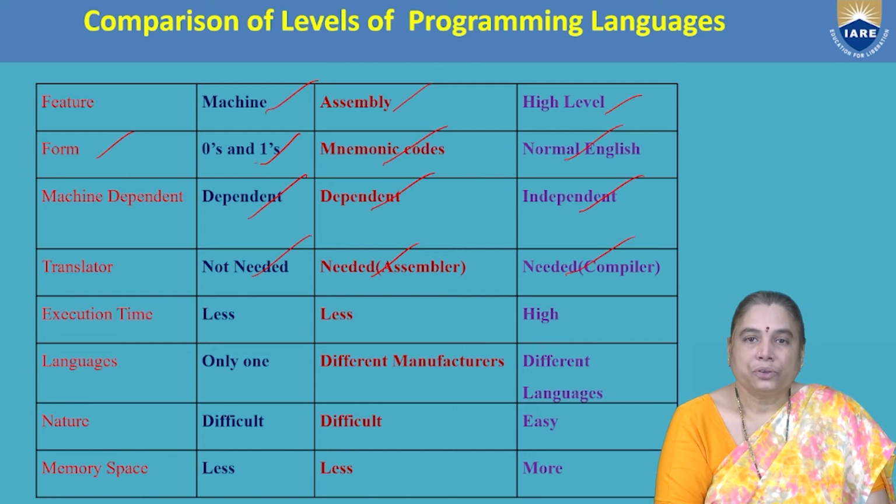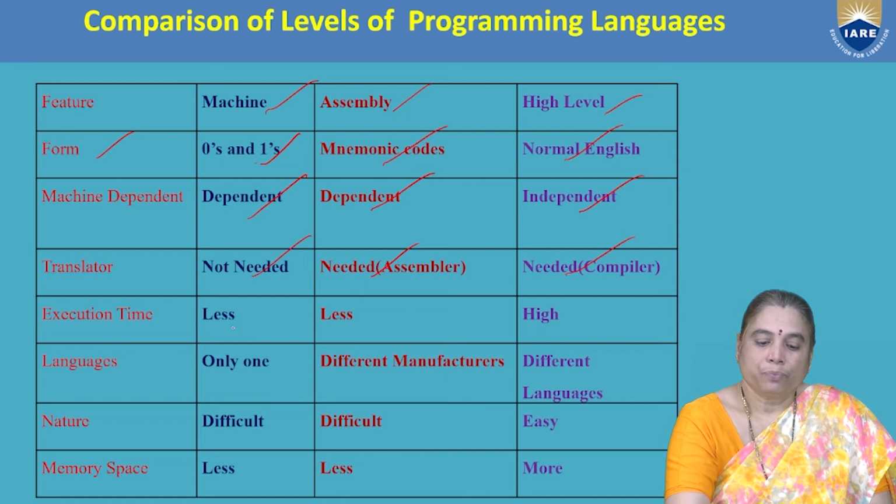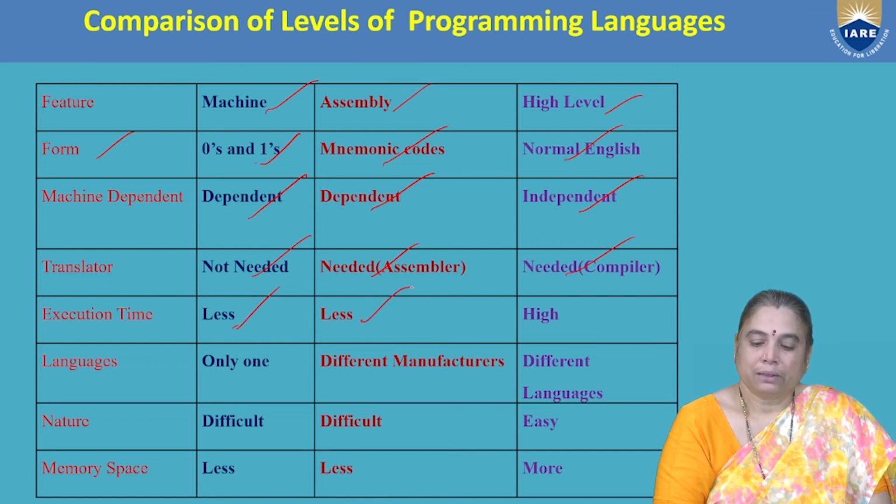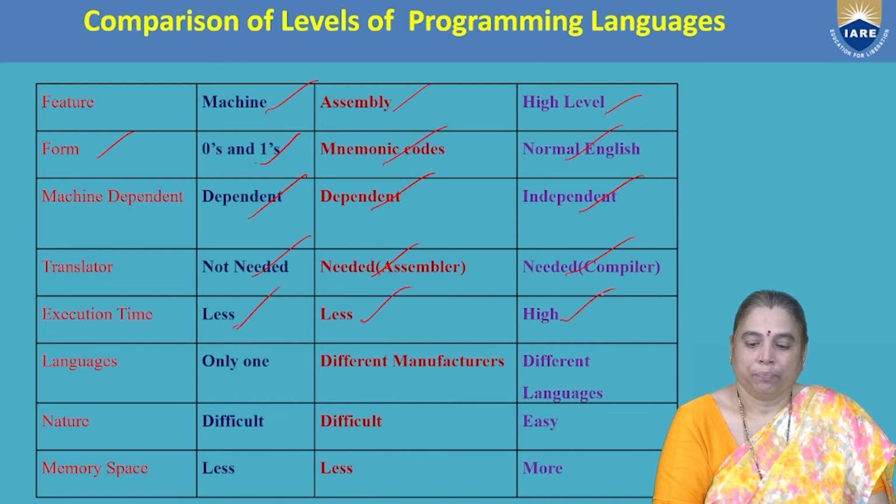Next is execution time. Here the machine language can be easily understood by the hardware. The speed of execution can be more, so within less time, the program can be executed. In the assembly language also less time. But in case of high level language, it requires more time.